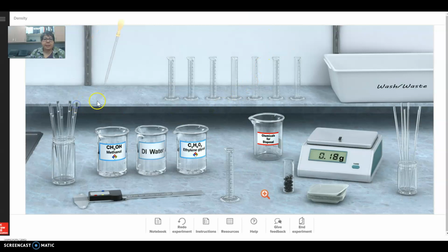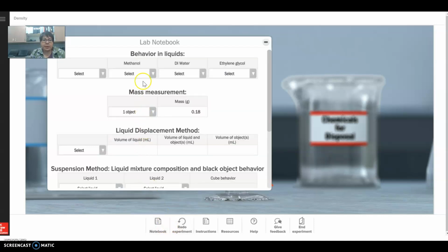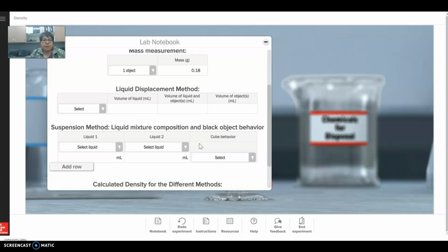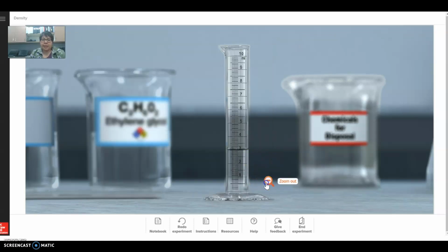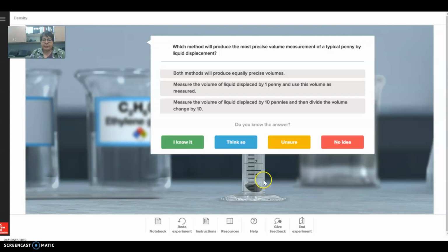Then you'll take your little dropper and add some liquid to your graduated cylinder. Zoom in to see the measurement of your graduated cylinder, and it looks like I'm right about at 3 mL. I was doing methanol. It was 3 mL to begin with. Now I'm going to put my little object in here and measure again.